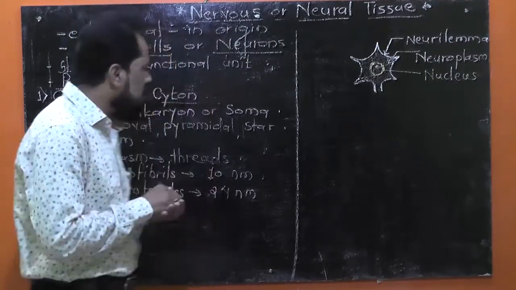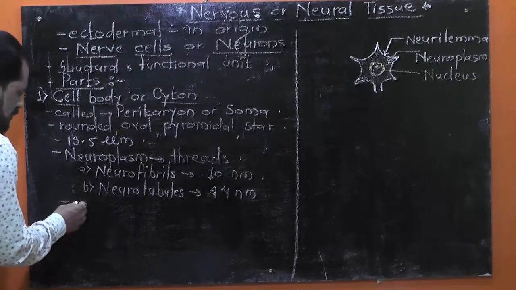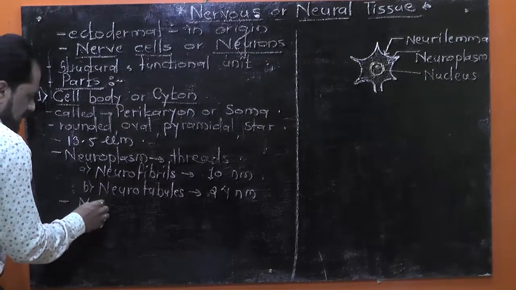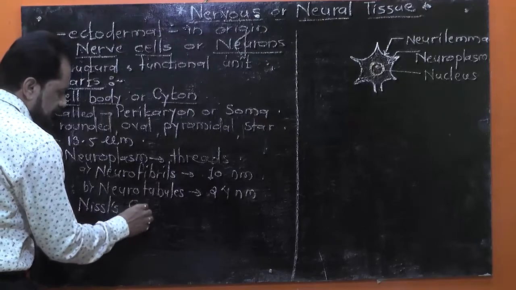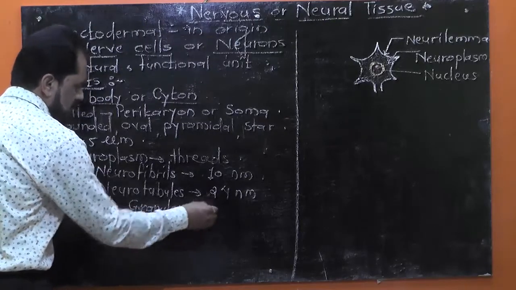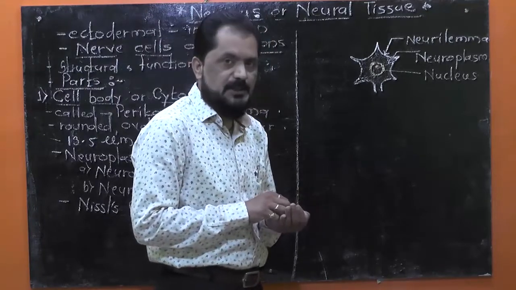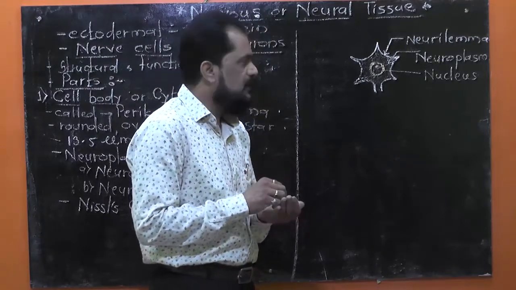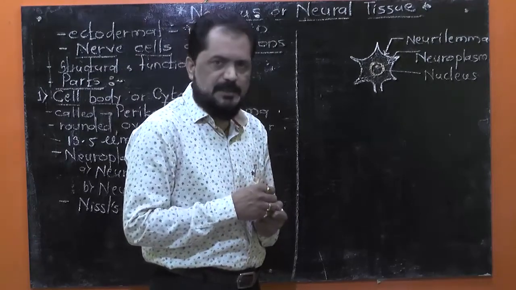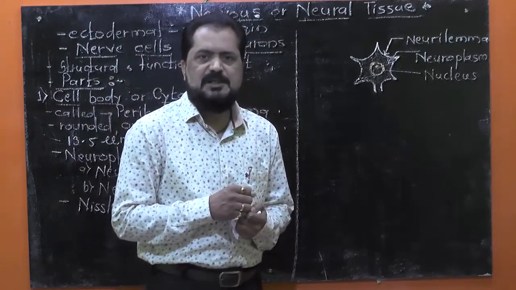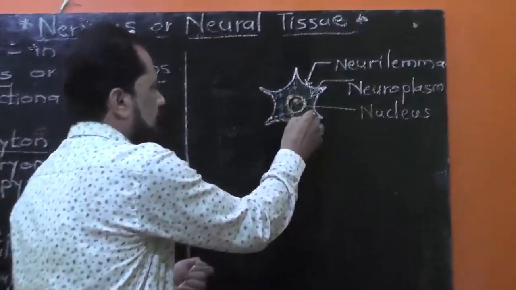In addition to the neurofibrils and neurotubules, there is also the presence of numerous granules called Nissl granules. या ठिकाणी या न्यूरोप्लाझम मध्ये न्यूरोफायब्रिल्स आणि न्यूरोट्युब्युल्स याच्या व्यतिरिक्त आणखीन असंख्य असे ग्रॅन्युल्स दिसतात, पार्टिकल्स दिसतात, ज्यांना Nissl granules असं म्हणतात. Let me show, these are the Nissl granules.